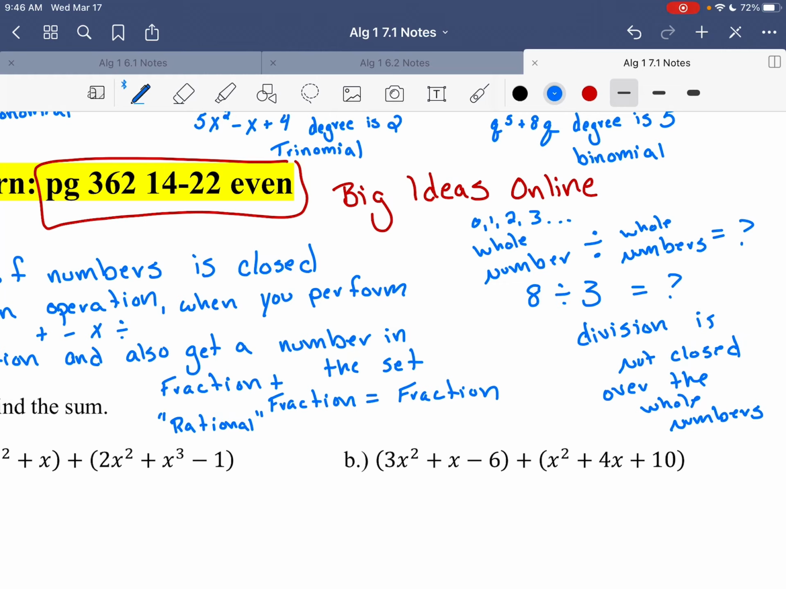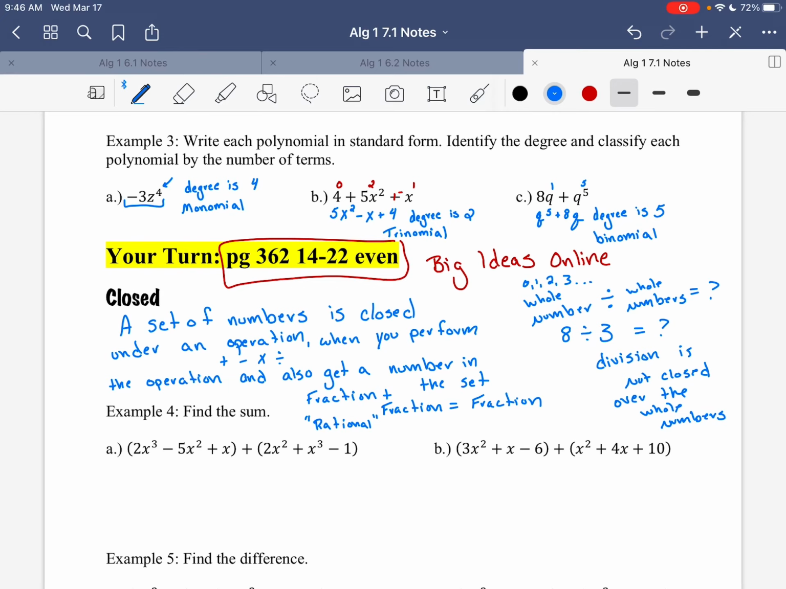But it is closed over addition, subtraction, and multiplication. Because if I multiply whole numbers, I'll get whole numbers. If I subtract whole numbers, I'll get whole numbers. So division is not closed over the whole numbers, but it is closed over fractions. If I divide fractions, I'll get fractions back out. So closed just means that I can do it within the set and I'll always get stuff out for the set. Addition and subtraction are closed for polynomials. If I add 2 polynomials, I'm going to get a polynomial out, okay?